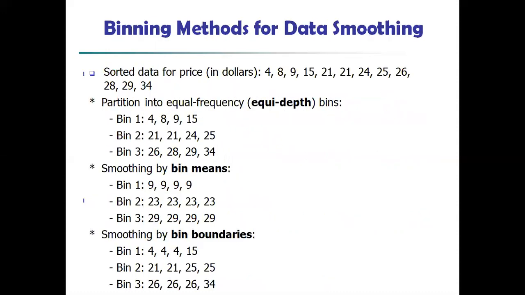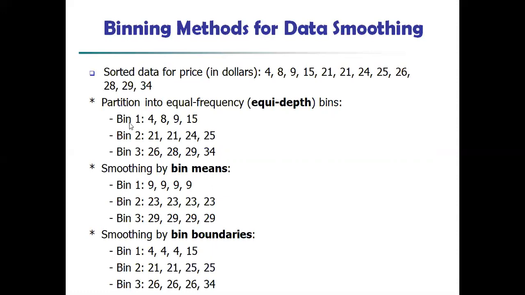The next one: now we'll see how the binning method for data smoothing functions here. You see here, these are the samples, a sorted data for the price in dollars: 4, 8, 9, 15, 21, 21, 24, 25, 26, 28, 29, 34. These are all the prices in dollars that have been given. If you come to partitioning into equal frequency, that is equi-depth bins, suppose you see how many data there are: 1, 2, 3, 4, 5, 6, 7, 8, 9, 10, 11, 12. So 12 data are there.